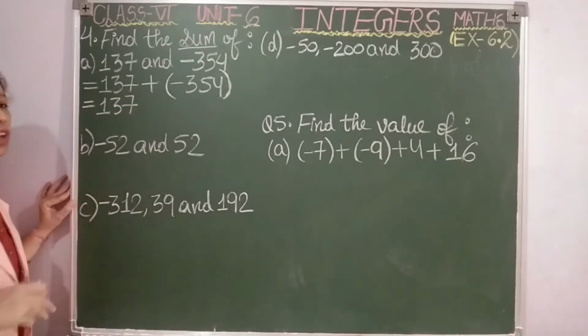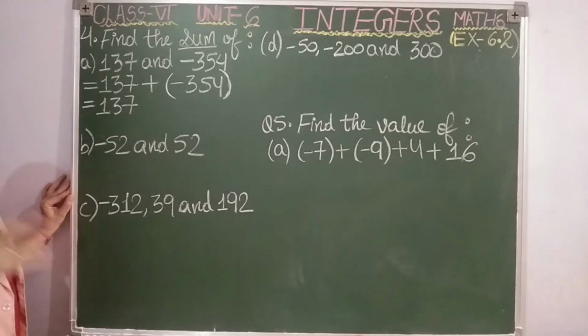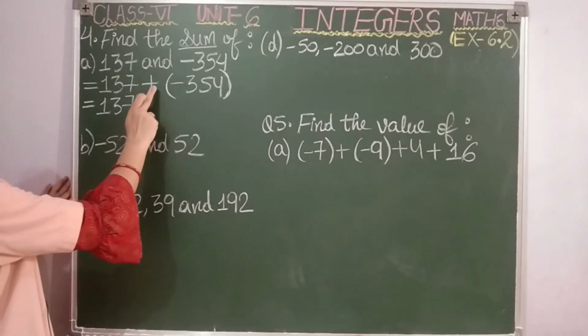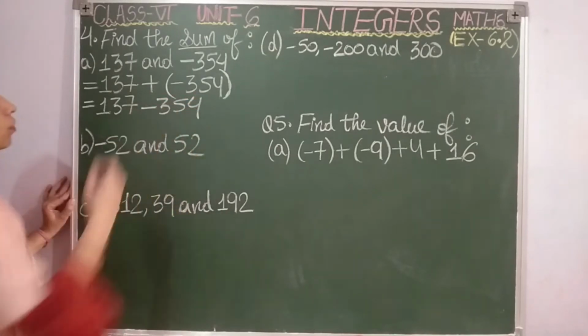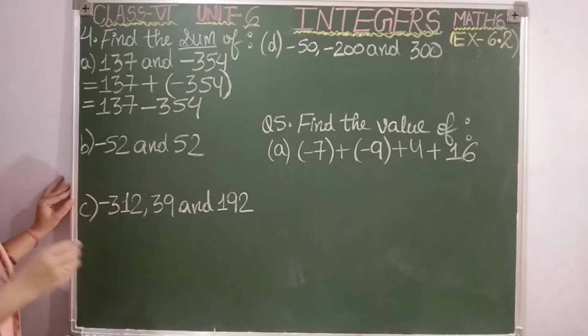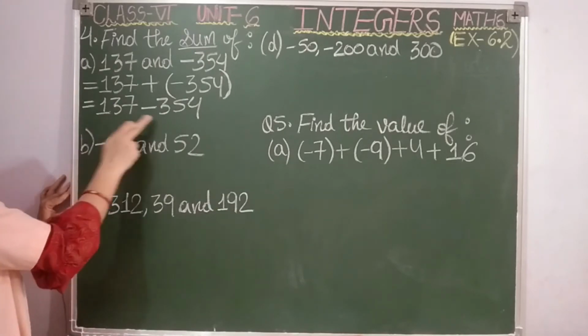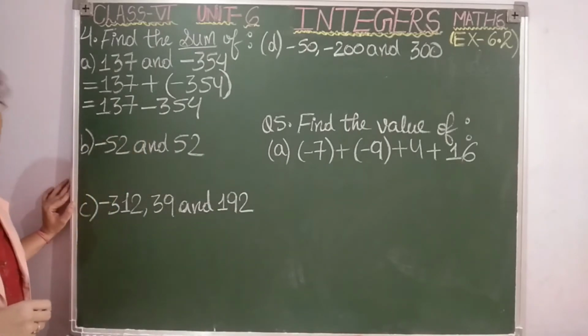So minus 354, I want to remove the bracket. For removing it, first solve the signs. Plus minus minus. Okay, now you can simply write minus 354. Clear, students? Now see, 137 is a positive integer and minus 354 is a negative integer.